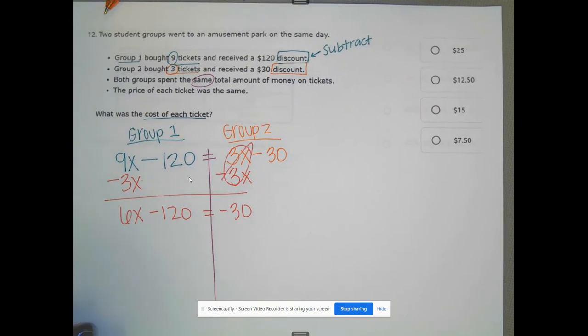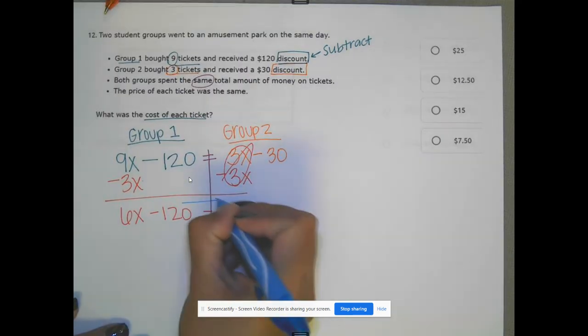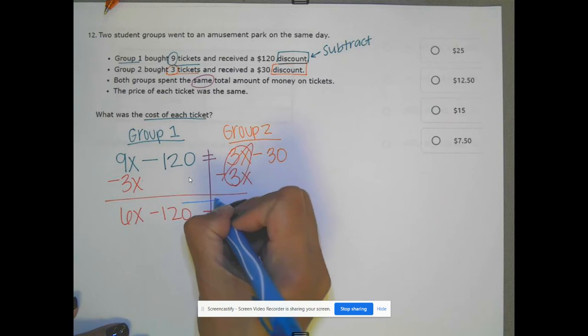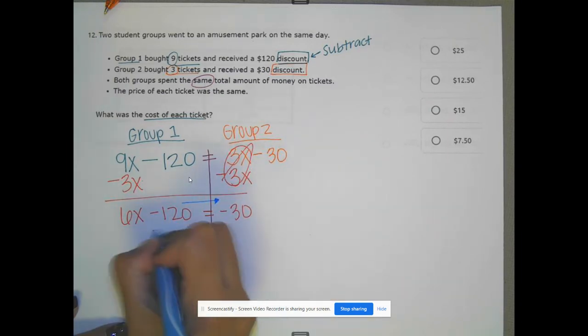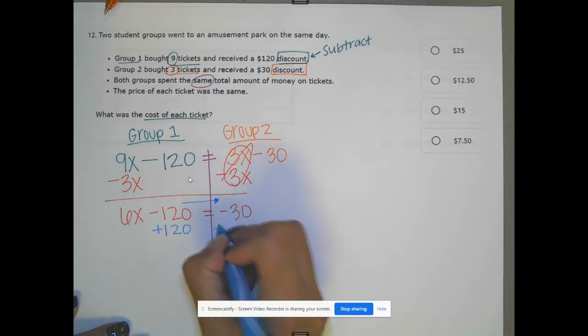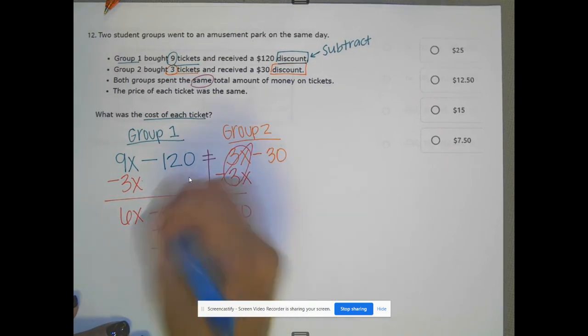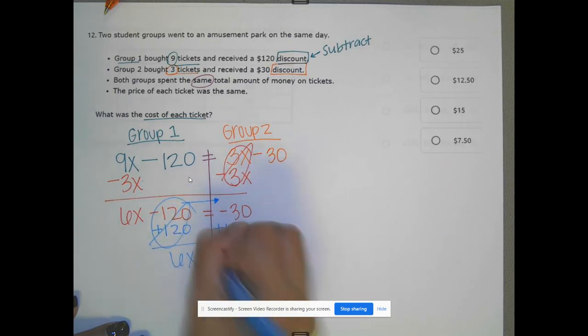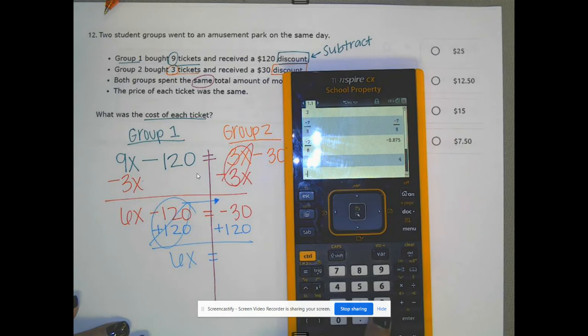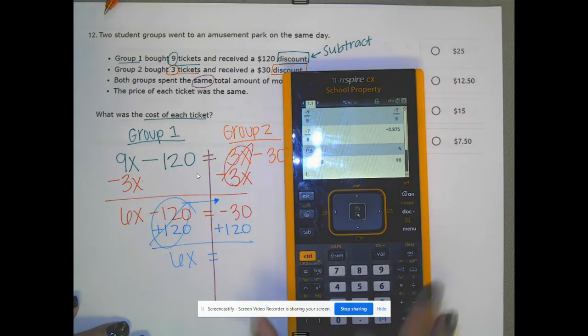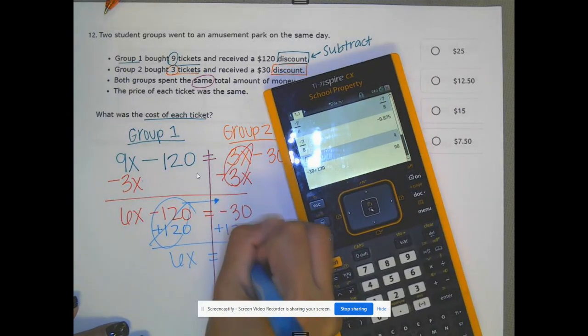Okay, then I need to get my constants on one side. Right now I need to move my negative 120 to the other side. I'm going to do that by doing the inverse or the opposite of negative 120, which would be to add 120 to both sides. So I have 6x equals. In my calculator, I'm going to type negative 30 plus 120. And when I click enter, that gives me 90.